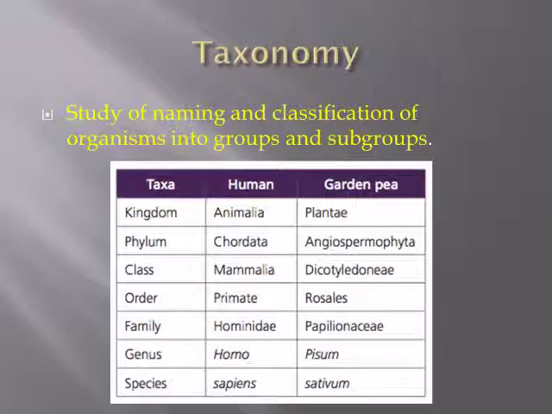This is taxonomy. In taxonomy we actually study the naming and classification of organisms into groups and subgroups. With the passage of time, many organisms were discovered. Almost 1.4 billion living animals are discovered. So it was not easy to study these animals on a random basis. So there was a need for the classification of these organisms, and the classification is based on their similarities and differences.